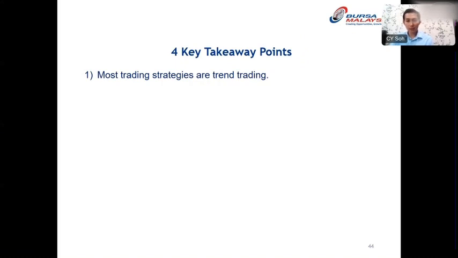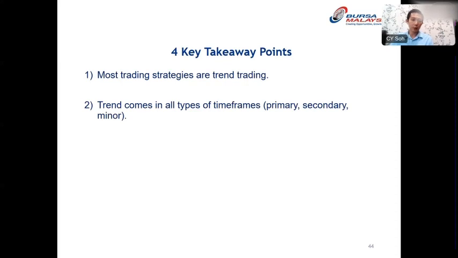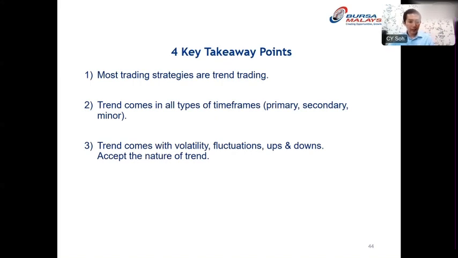There are 4 key takeaway points. Most trading strategies are actually trend trading. In fact, more than 95% of trading strategies in the market are actually doing trend trading. And trend comes in all types of time frame: primary, secondary, and even minor time frame. And number 3, very important, this is the nature of trend. Trend definitely comes with volatility, fluctuations, it has ups and downs. So you need to be able to accept the nature of trend.